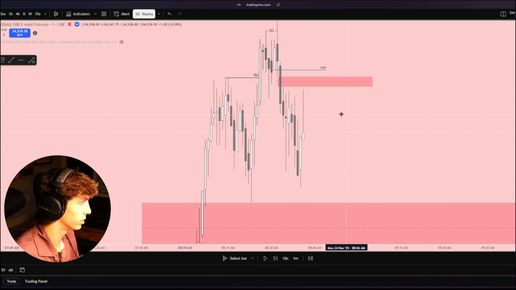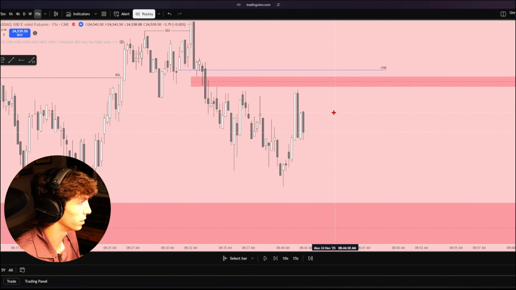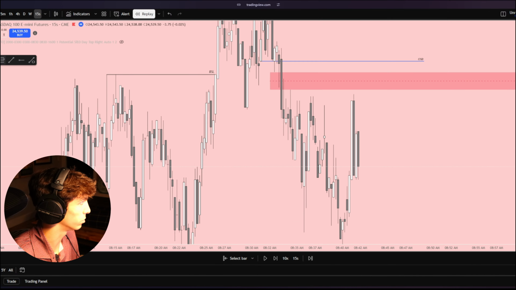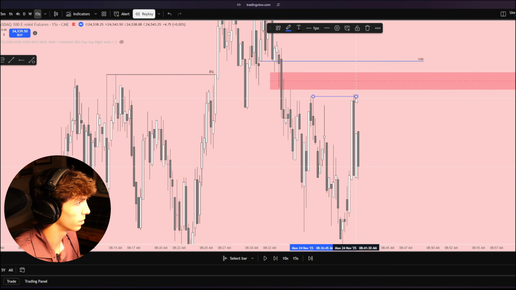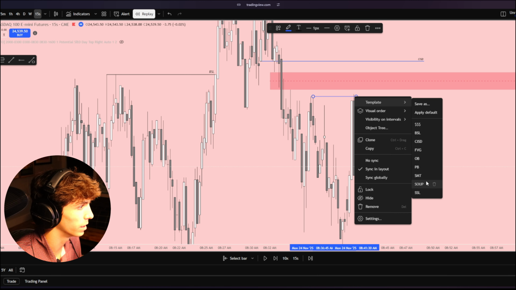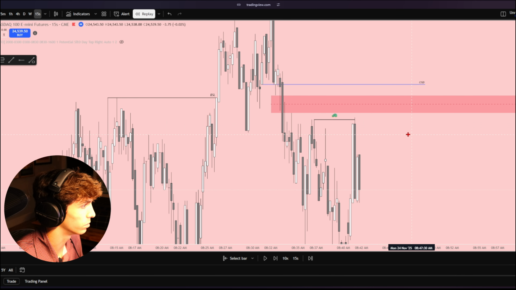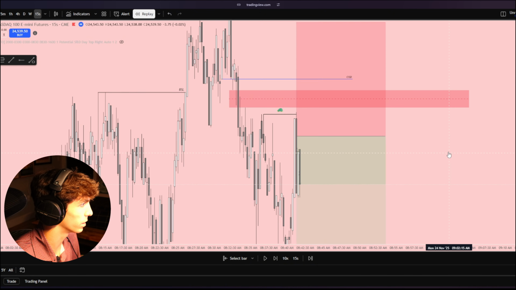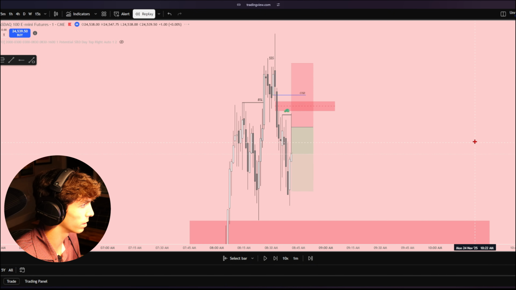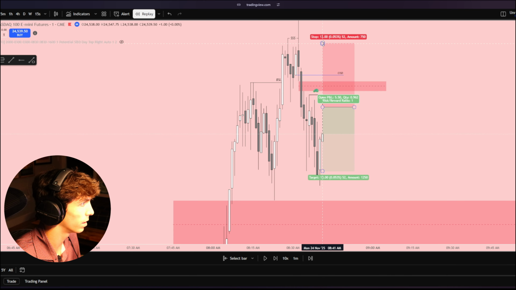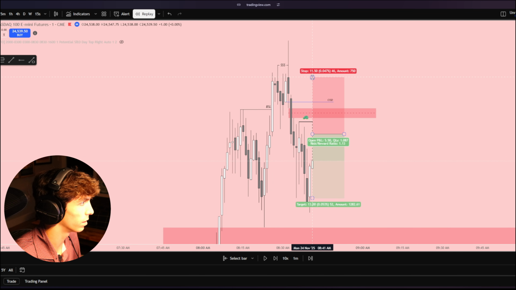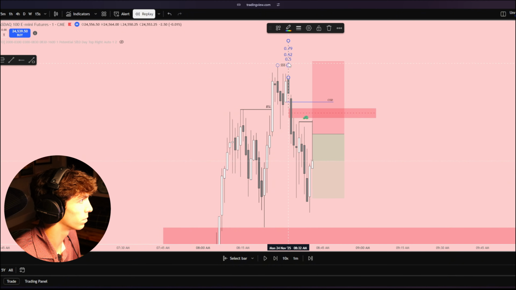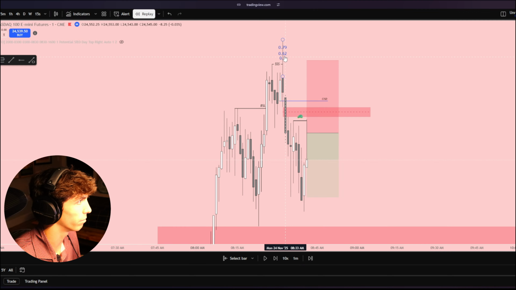I look internally. I see this. I'm like, okay, we just swept out. I think this is going to be the internal SOUP model right here. I think this may be the best position I can get. Right here, this would be internal SOUP. I enter right around here. That's where I enter, right around there. Stop at this. I know it was at the consequent encroachment of this candle, because this basically plays as a fair value gap.